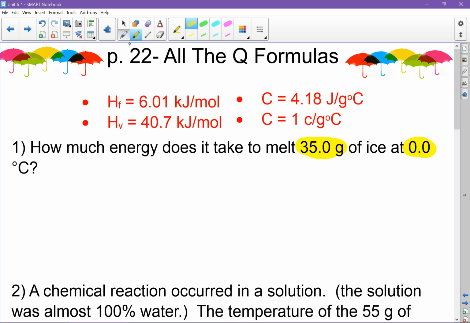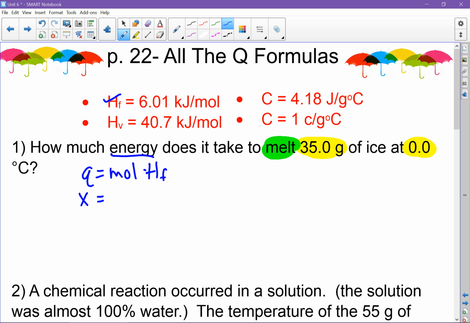What I noticed first about this question is that it only has one temperature in it. So that means it cannot possibly be Q equals MCAT. It could be either HV or HF. So I need to look for a keyword to help me decide between those two. I see melt in here, which means that it is the heat of fusion formula. So I'm going to write Q equals moles HF. Okay? I'm looking for the amount of energy.